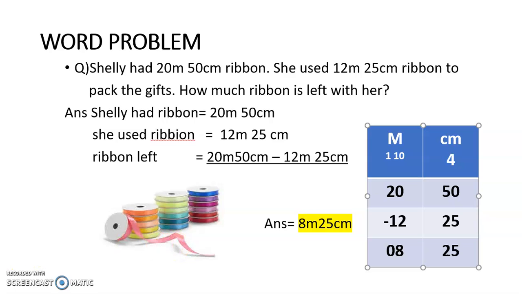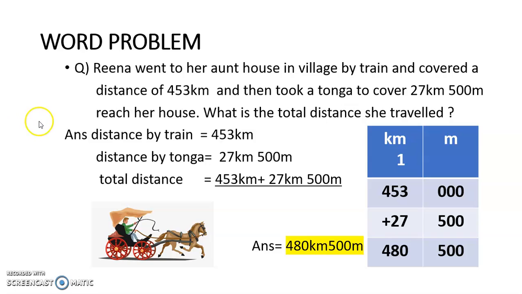Let us see one more interesting math story. Reena is a girl. She went to her aunt's house in a village by train and covered a distance of 453 kilometers. And then she took a tonga to cover 27 kilometers, 500 meters to reach her aunt's house. What is the total distance she traveled?